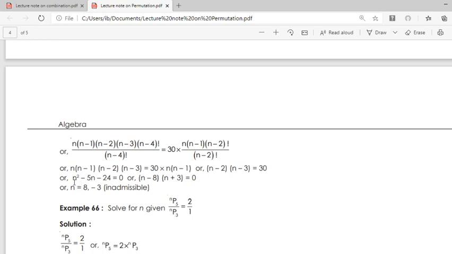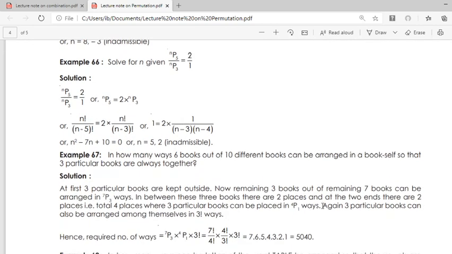And you just open this bracket, you have this quadratic equation. This 30 goes here, you have n squared minus 5n minus 24 equal to 0. So your n will be equal to 8 and minus 3. But you know n cannot be negative. So your n there is 8. So that you can also look at this other one.